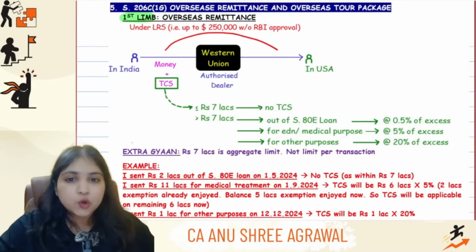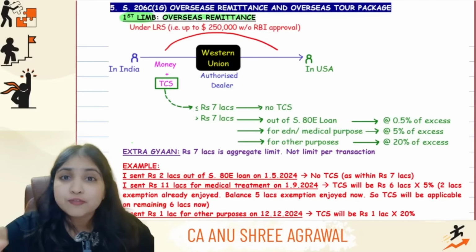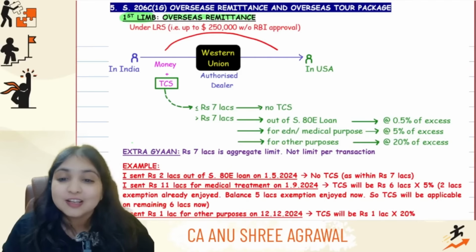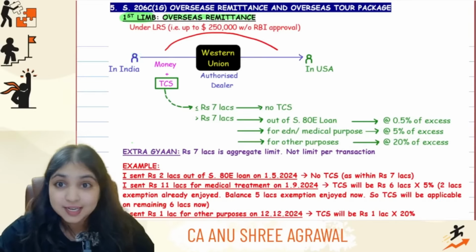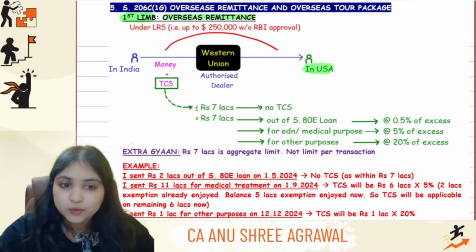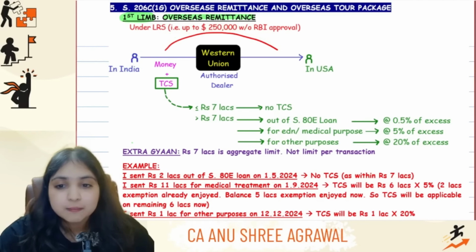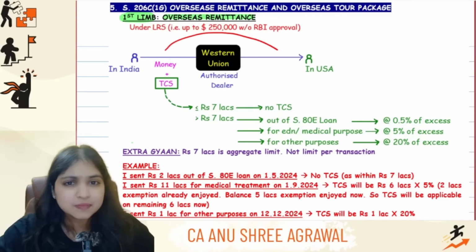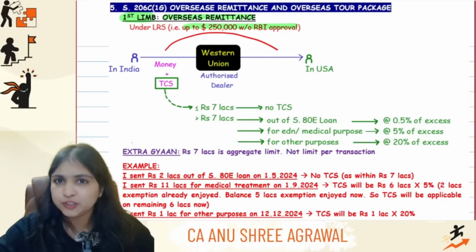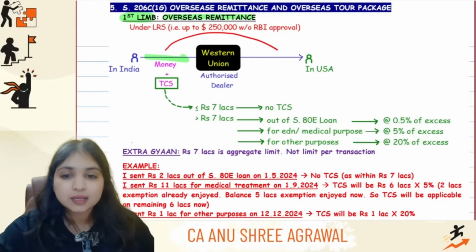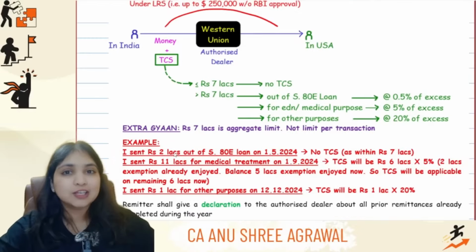So in the first limb, we're talking about overseas remittance. Full FEMA flashback you will get over here. So let's say there's this person, Mr. Blue, he is in India, and there's this person, Mr. Green, who's in the US, okay? So Blue wants to make an outward remittance to Green. Blue wants to basically send money to Green. And he wants to send money under LRS, that is under liberalized remittance scheme, without RBI approval, up to $250,000. Okay. So when he gives the money to the authorized dealer, along with the money, the authorized dealer will collect TCS from him.